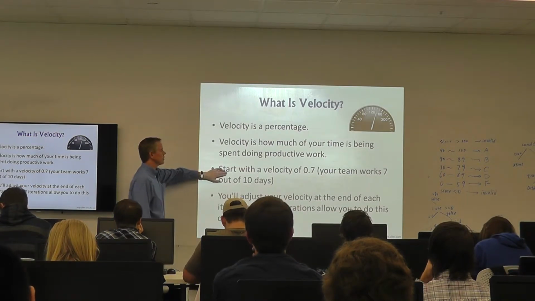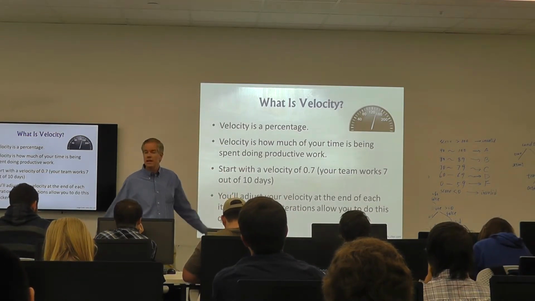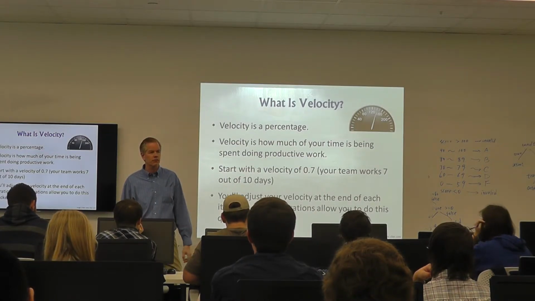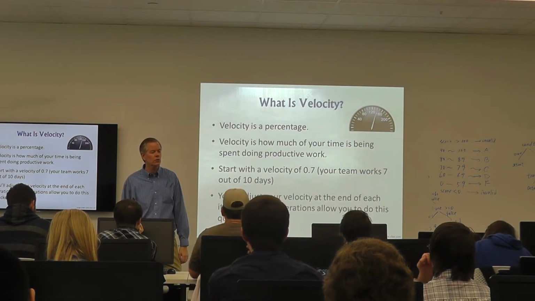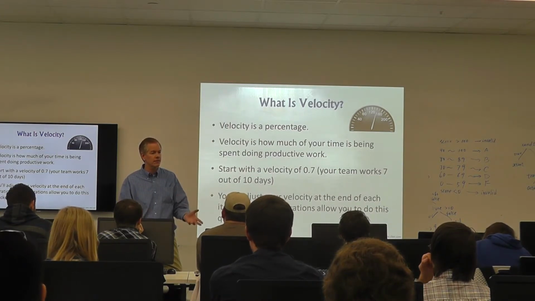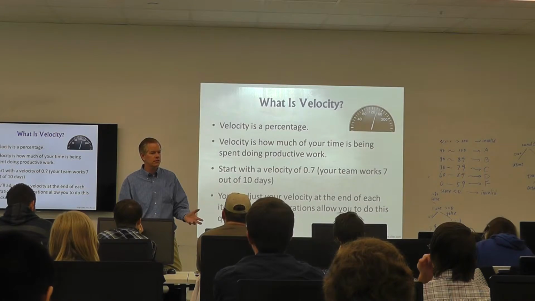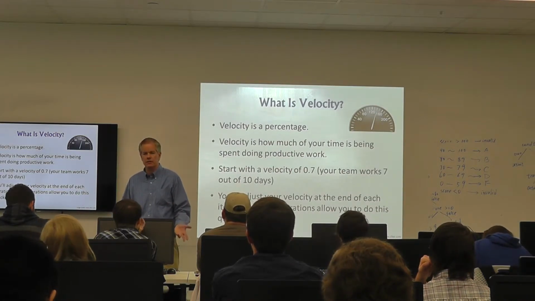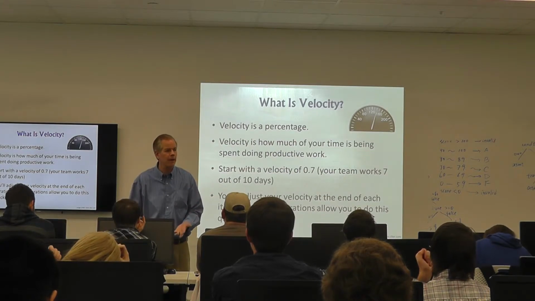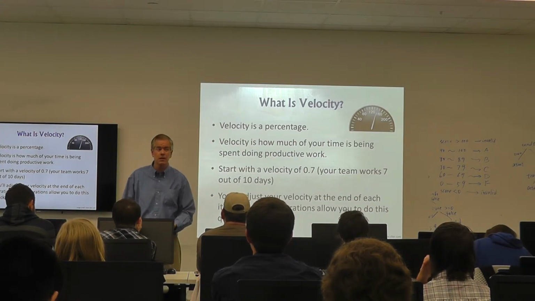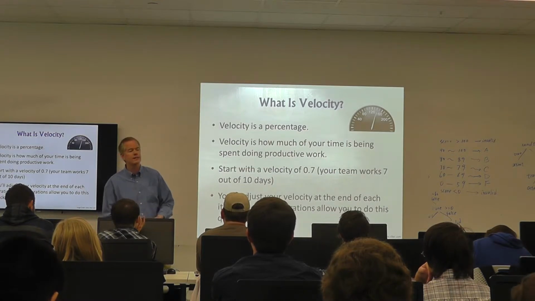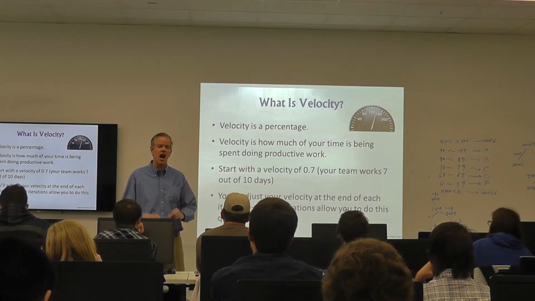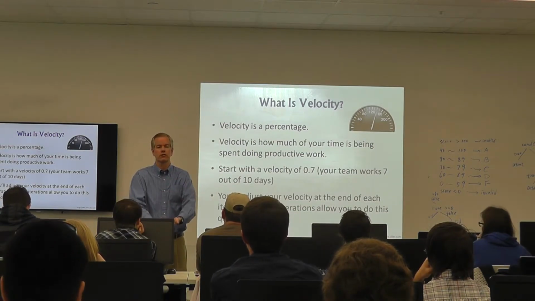So the recommendation is that you start with a velocity of 0.7 or 70%. What does that really mean? That means that for every 10 days that a software developer works, he's really only working on your project for 7 days. What's he doing for the other 3 days? He or she is doing other things, right? Other things are as simple as paperwork, going to meetings, maybe doing training, et cetera. It can be anything, but most importantly, during those 3 days, he's not working on moving your project forward.